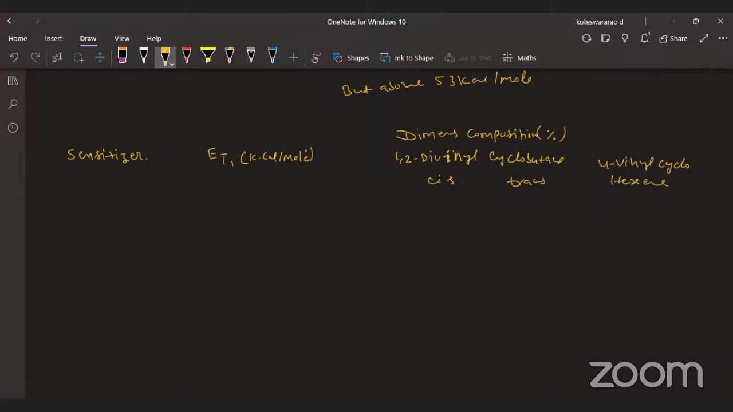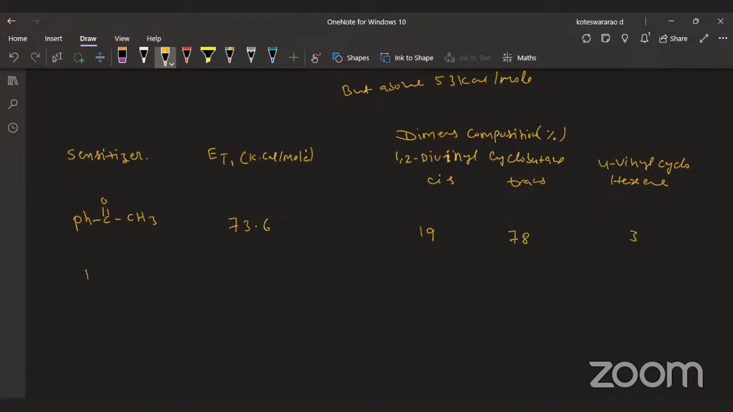Now see how these product ratios change when the sensitizer is changed. For example, I am taking acetophenone. Acetophenone is the triplet energy sensitizer. The triplet energy is in the range of 73.6 kilocalories per mole, and the yield of the cis isomer of the 2 plus 2 addition product is 19%, the trans product yield is 78%, and the 4-vinylcyclohexene ratio is 3%.